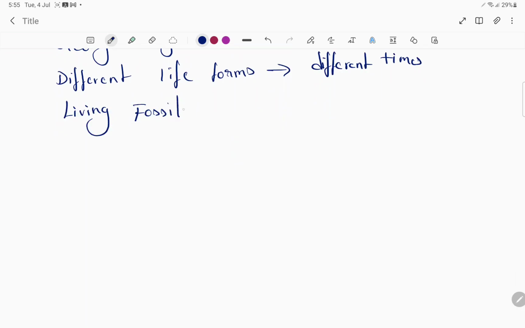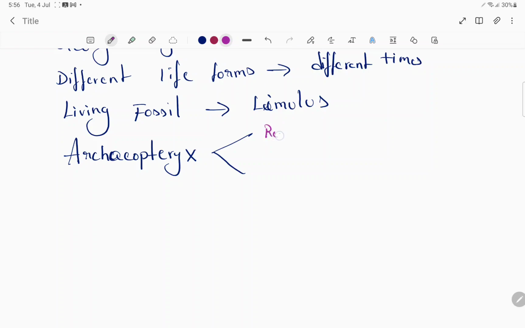One example we know is Limulus, which is said to be a living fossil. Some fossils act as a connecting link between two taxonomical groups. For example, the extinct fossil Archaeopteryx exhibits both reptilian and avian characters. So it has both, suggesting the evolutionary origin of birds from reptiles. So Archaeopteryx is the connecting link between reptiles and birds. They found that birds originated from reptiles.